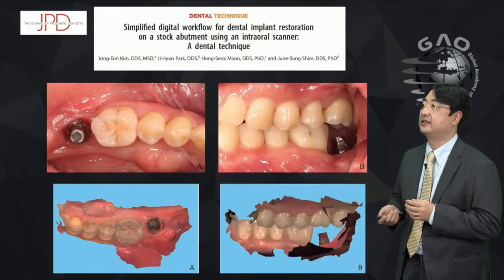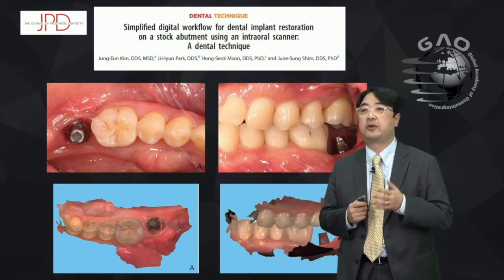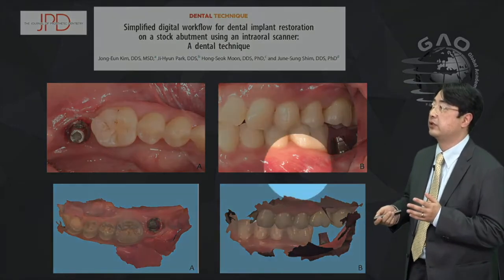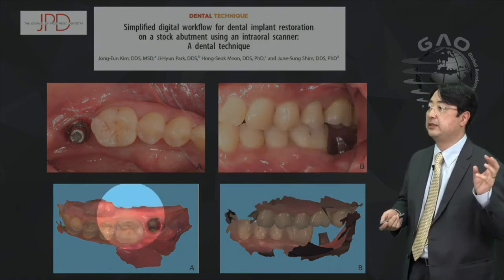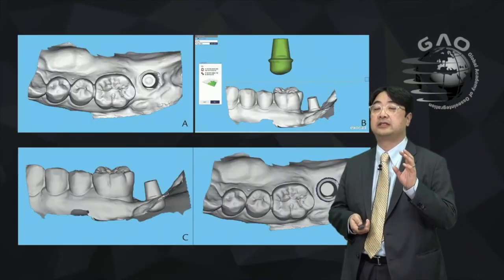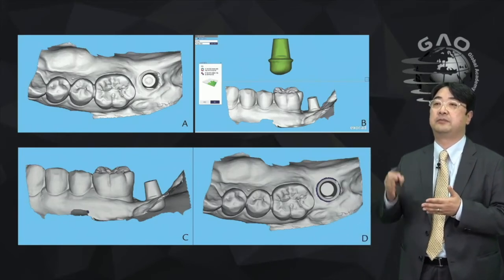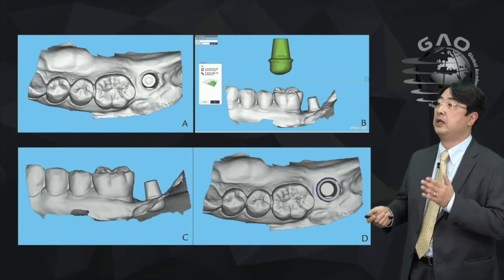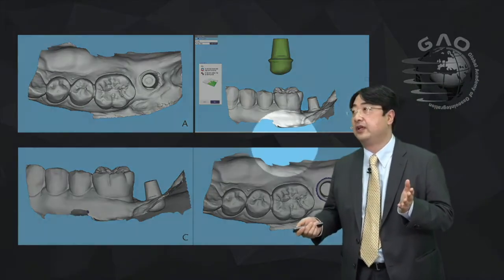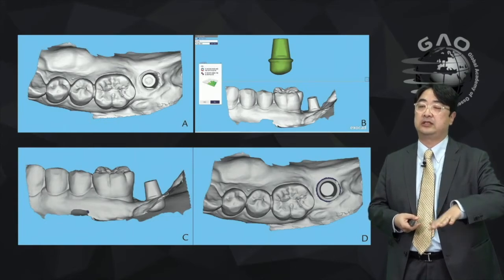This is an article published in JPD by one of my colleagues, Professor Jong-Yub Kim from Yonsei University. He used a prefabricated abutment and simply scanned it like a natural dentition, right? Then he made a zirconia crown on top of the prefabricated abutment connected to the dental implant in the patient's mouth. Okay? Well, what if some margins are deeper in the gum? It is covered by the gum.